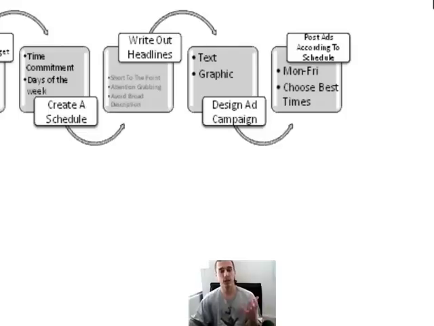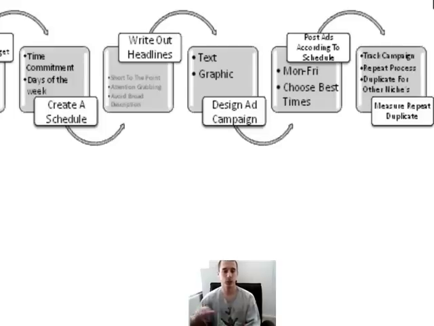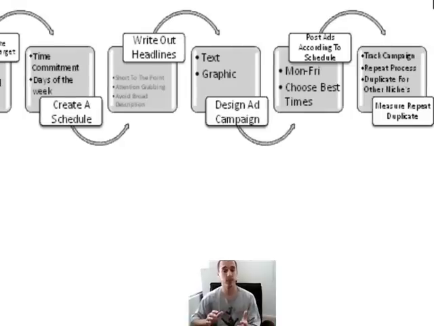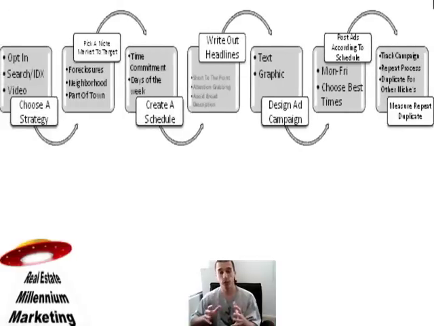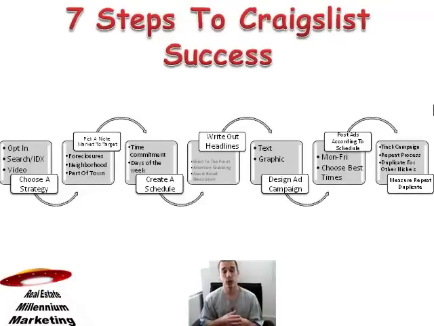Alright? So finally, in the 7th step, you're going to want to measure, repeat, and duplicate. And basically what that means is you're going to want to track your campaign's effectiveness. You're going to want to repeat that process, the 7 steps that I gave you. And once you've got it down and you're successful with this for one target market, you're going to want to duplicate it for other niches in your local area. So that's basically, in a nutshell, the 7 steps to Craigslist success.